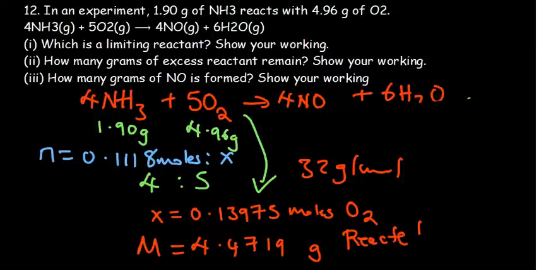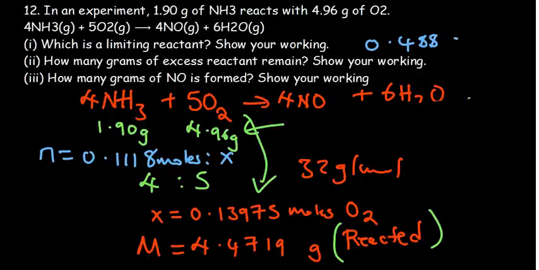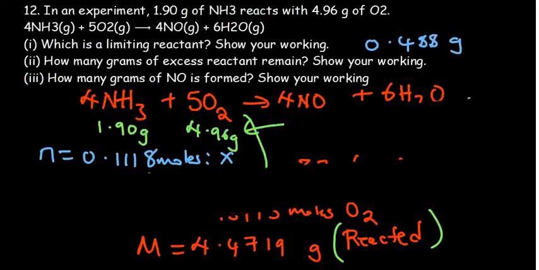So if this is how much had reacted, determined by using the limiting reagent, and in the question we are given how much was available, we can subtract the two. So the value that had remained is 0.488 grams.